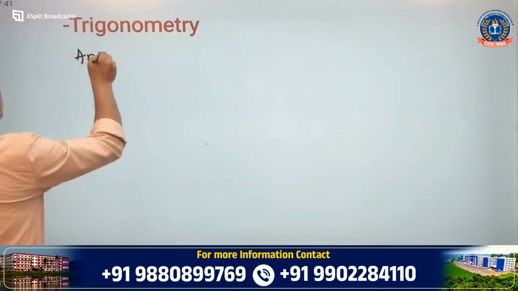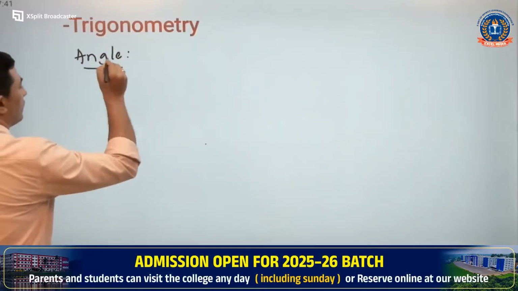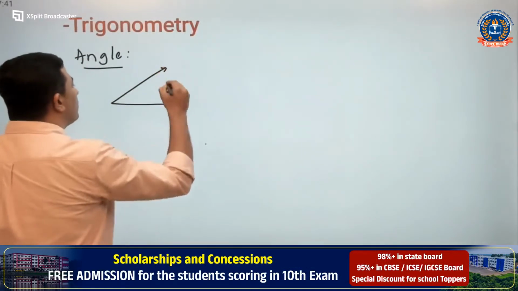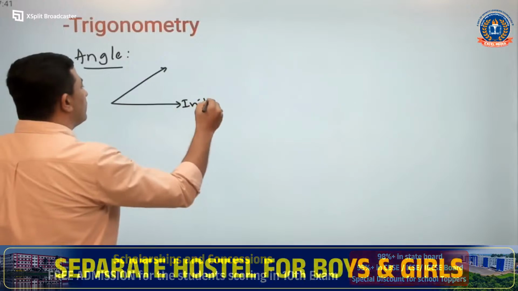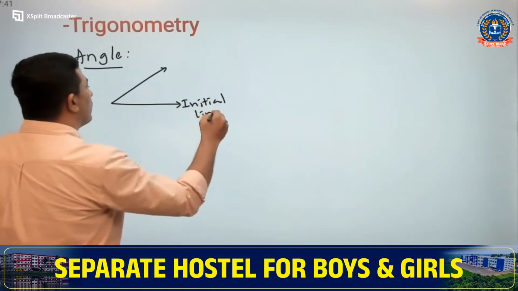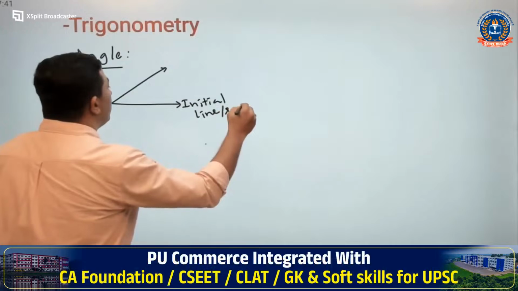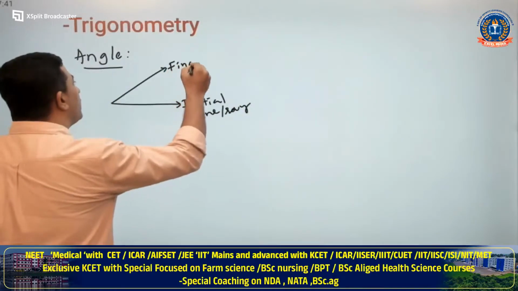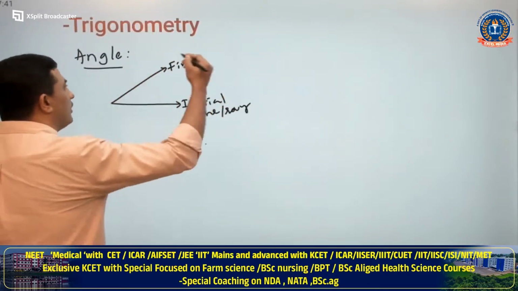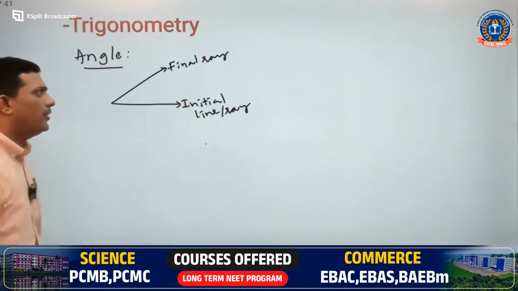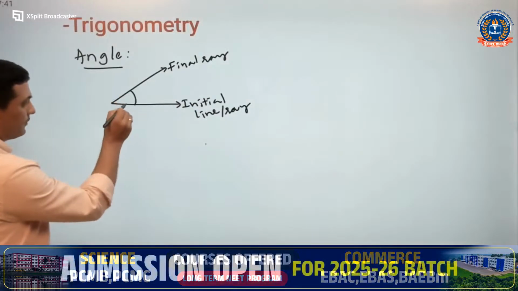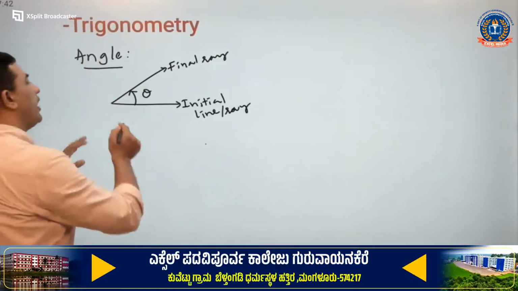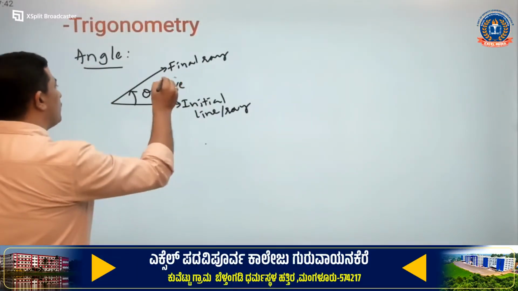The first thing we define is the angle. What is the angle? If we have an initial line and a terminal line, this is the initial line. Some people will say initial ray. And this is the final line or terminal line, or a final ray. The path traced here is called theta, nothing but an angle. If you take it in an anti-clockwise direction, then theta will be positive.